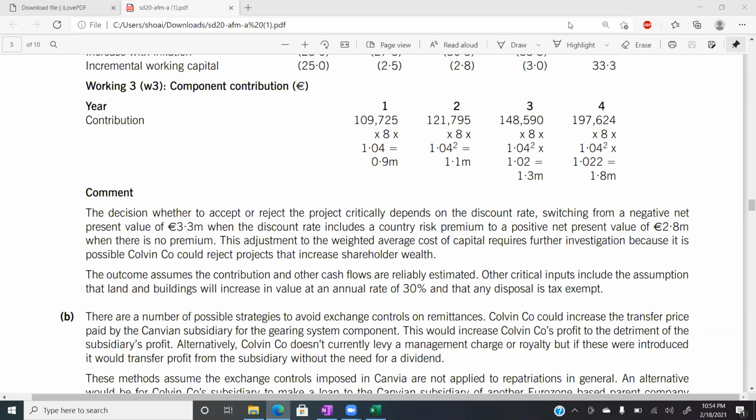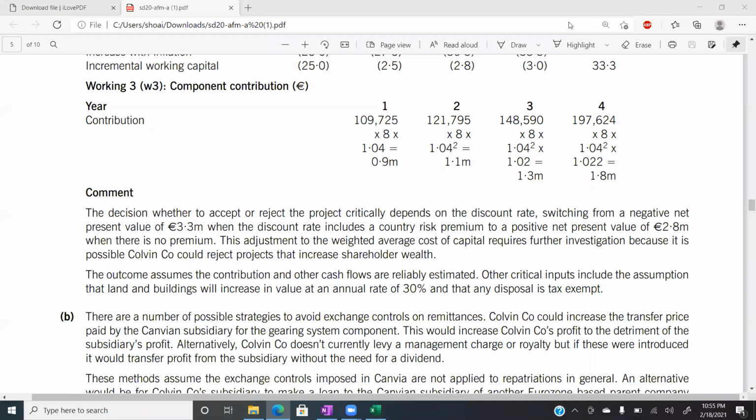Except ratios, never write the formula. Directly put the values into the formula. Okay, let's read the answer. The decision whether to accept or reject the project critically depends upon the discount rate. Switching from a negative NPV of 3.3 when the discount rate includes a continuous premium to a positive NPV when there is no premium. This adjustment to the weighted average cost of capital requires further investigation because it is possible Colvin company could reject a project that increases shareholder value.